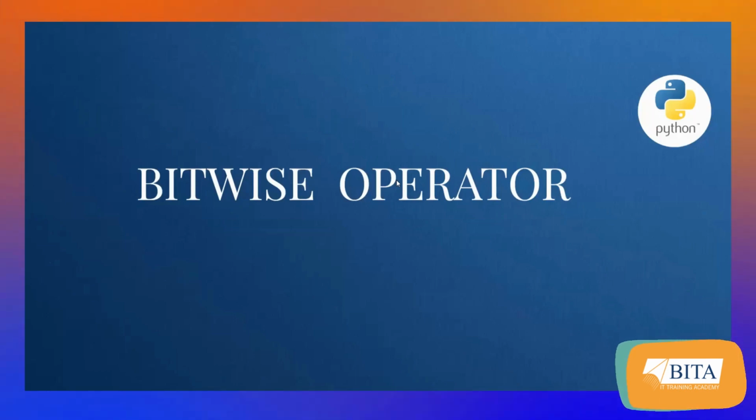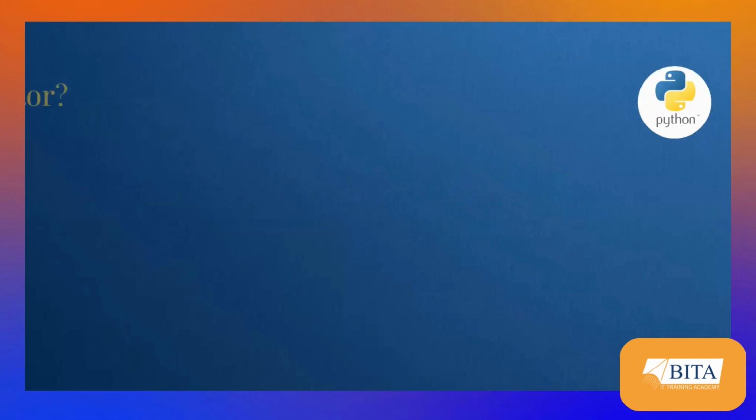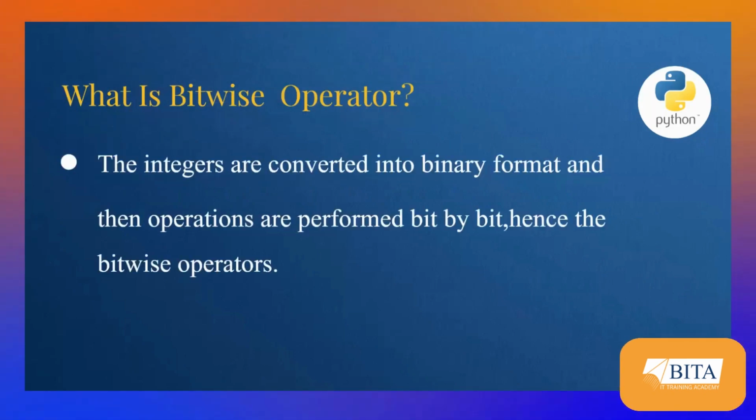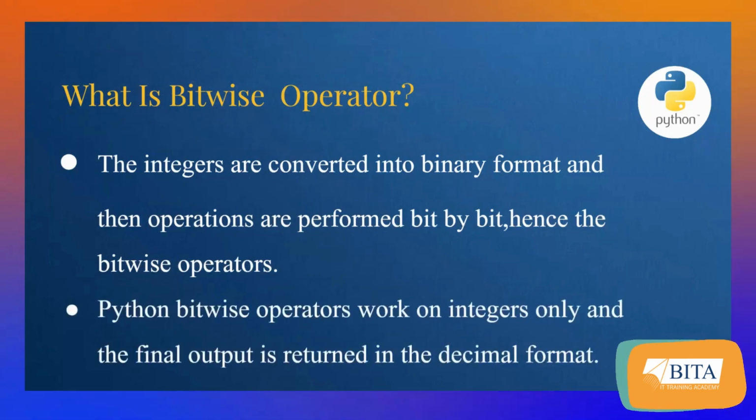Let's discuss bitwise operators in Python. What is a bitwise operator? A bitwise operator converts an integer value to binary format. So if you want to perform any operation, we need to convert the integer value bit by bit. Hence we call this a bitwise operator. Bitwise operators only work with integer values, rather than float or complex values. Finally, the result of this bitwise operation is in decimal format.